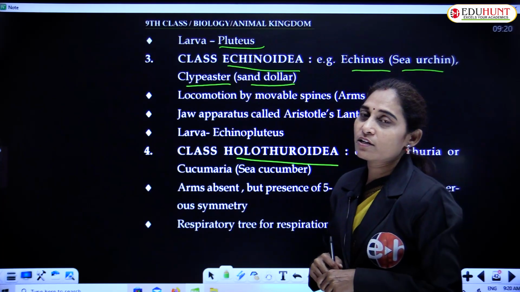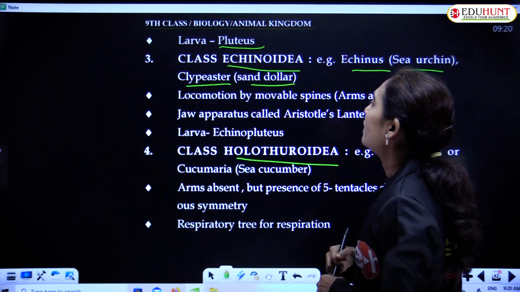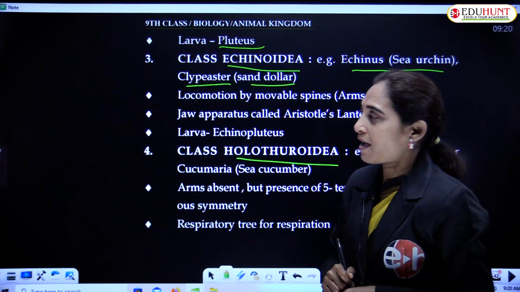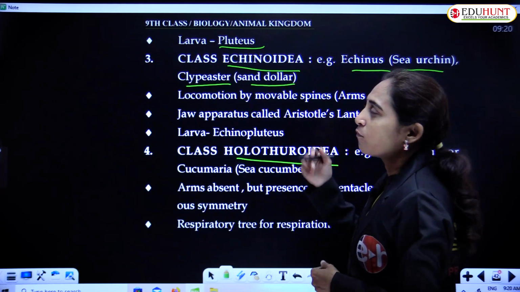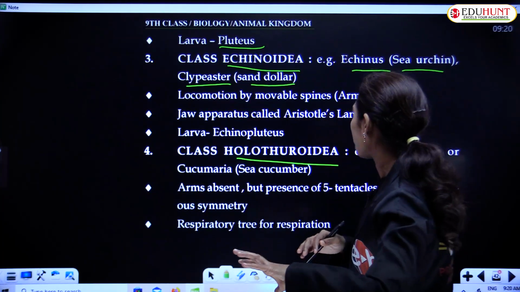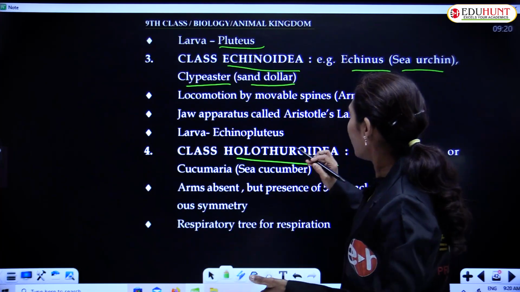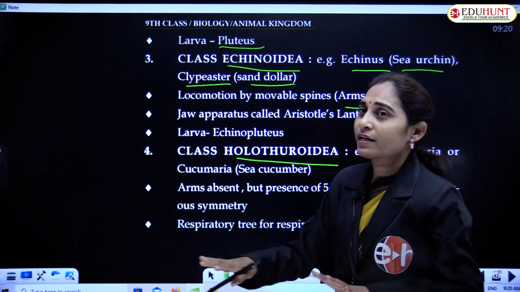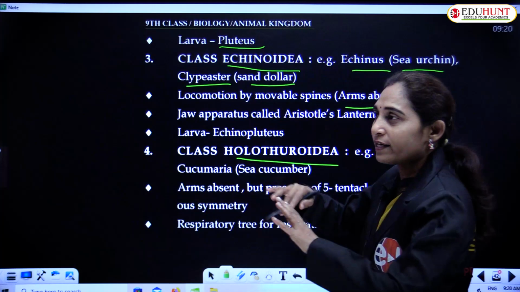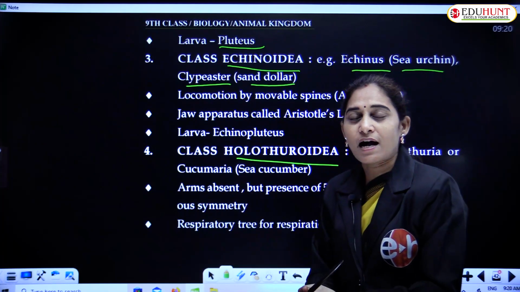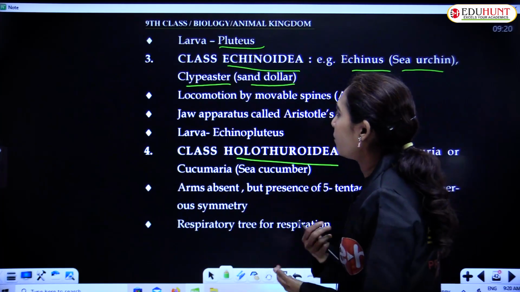Clypeaster, also called Clypeaster, commonly called sand dollar. Locomotion by movable spines. With the help of the spines present on the body, they move in the water, and arms are absent. Only the globose body with spines covered over it is the body nature.